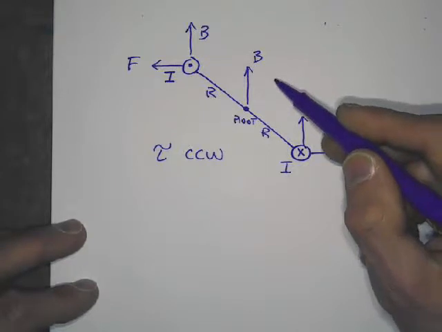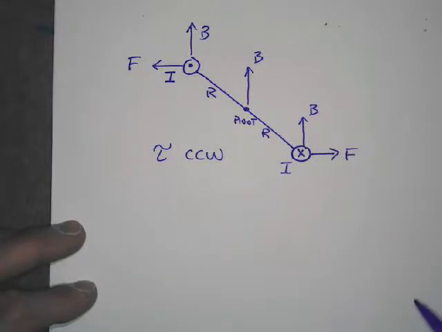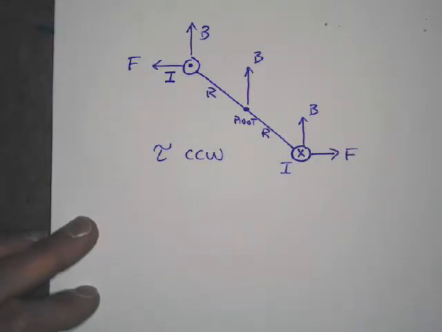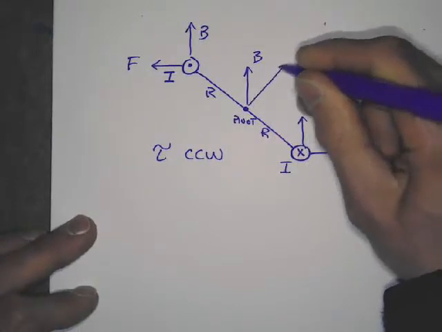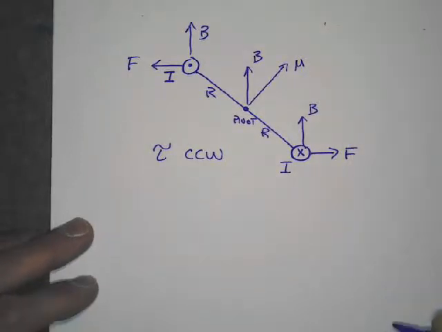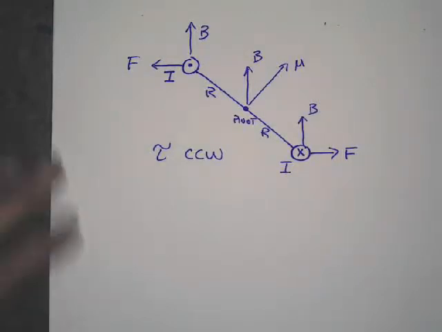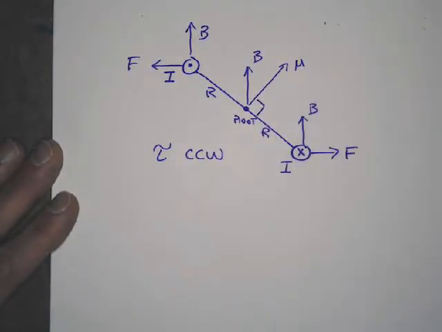To figure out if it points up or down, you have to use that right-hand rule that we introduced in the last slide. Using the right-hand rule, you would see that the dipole moment is actually going to go that way. You can take a second and verify that. But that's the direction that it goes. Again, the dipole moment is perpendicular to the plane of the loop.